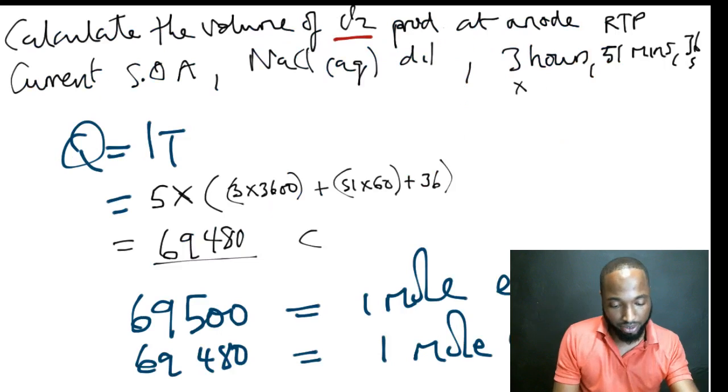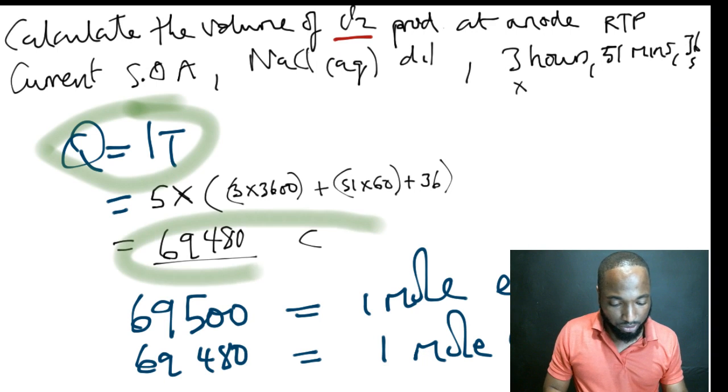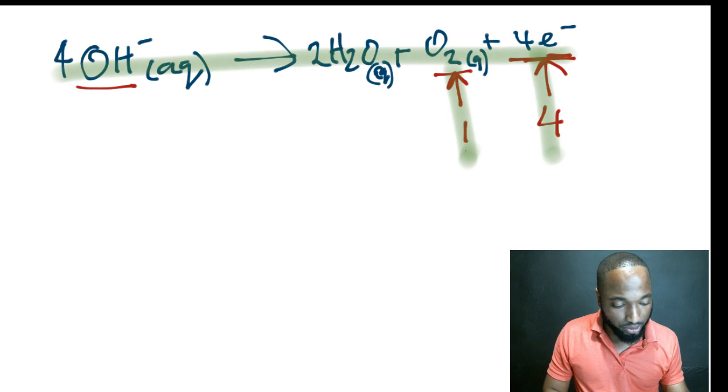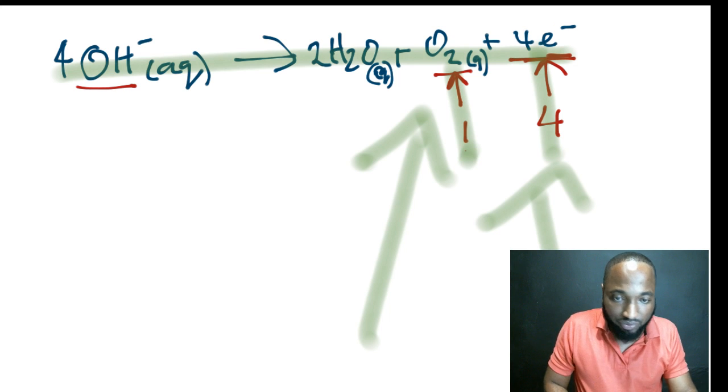Quick recap before I go on. Use this formula, find out how many coulombs you're dealing with. Use the half equation, find out the mole ratio, using electrons to whatever it is you want.